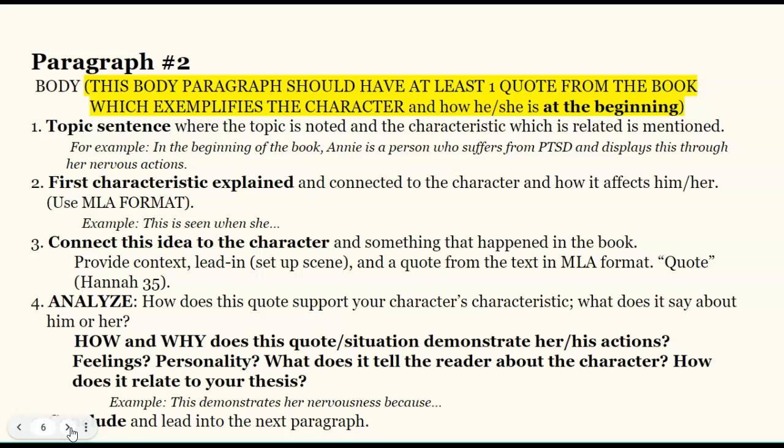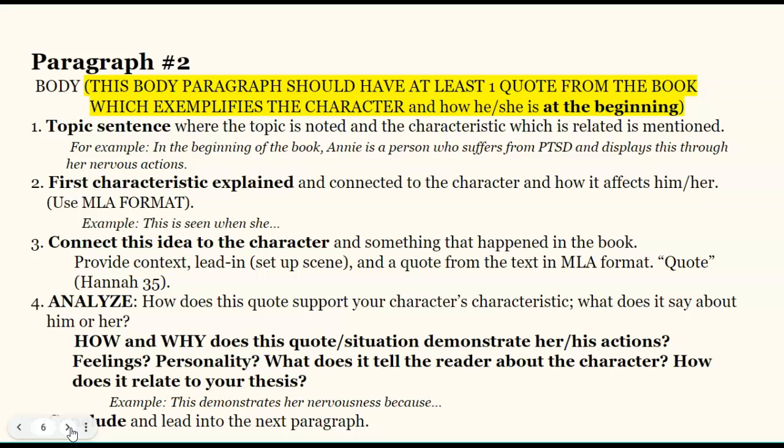Obviously, there was no Annie in our book, and you will have to use your own character and your topic. Then you will explain that first characteristic and how it's connected to the character, how it affects him or her. Example, this is seen when she, and you're describing something. This is where you're kind of giving us the context. So you're connecting the idea to the character. Context, lead in, then the quote in MLA format.